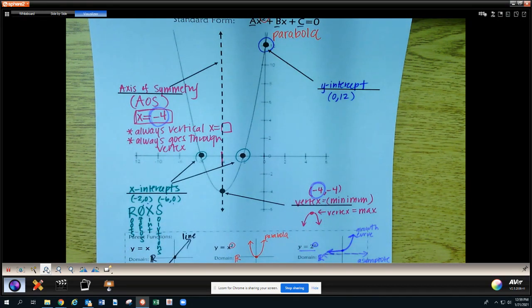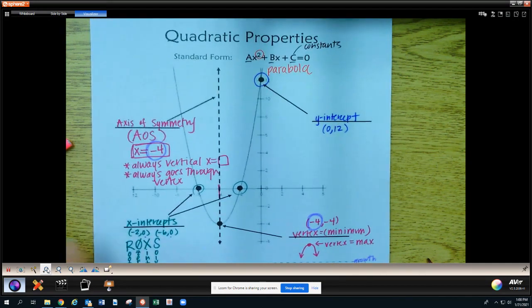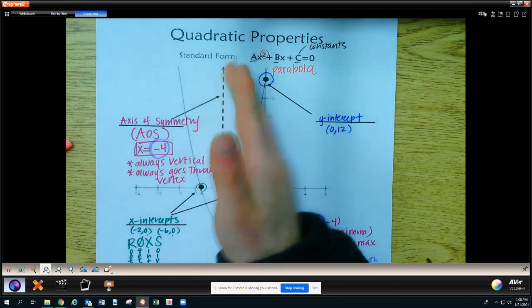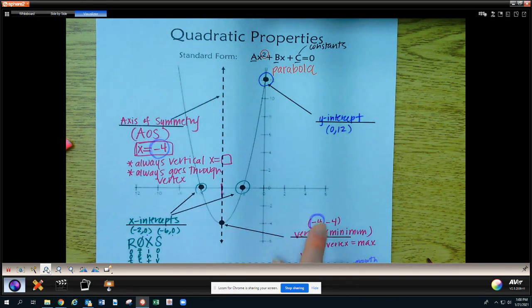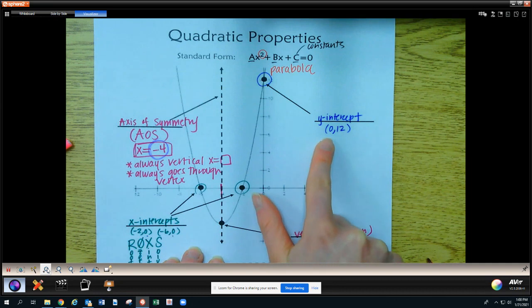Okay, so that's the key attributes of our quadratic function, and we're going to go in depth into each of them. So axis of symmetry, this vertical line right through the middle, the vertex, which is a max or min, depending on which way your parabola is facing. We have our x-intercepts, which has 4 different names: roots, zeros, x-intercepts, and solutions, and then our y-intercept.